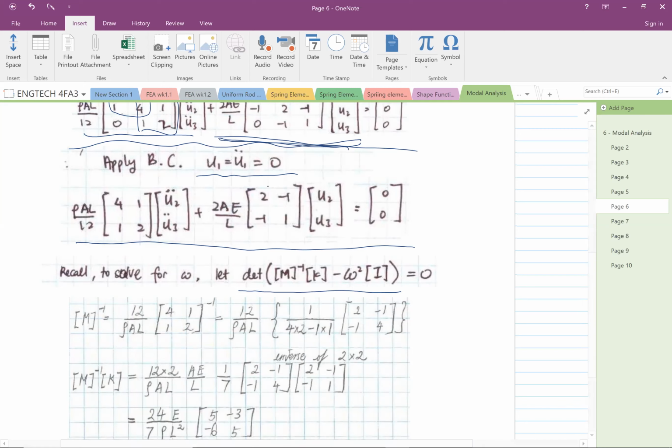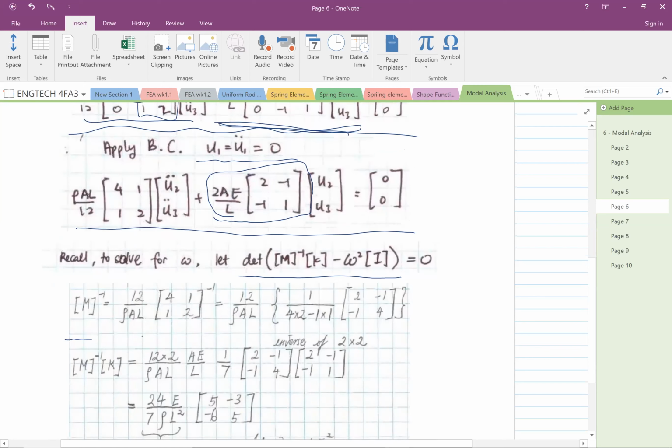First of all, I have to take the inverse of the mass matrix. We have the mass matrix right here, and we take the inverse of that. The inverse of the multiplier is very easy. You just put it upside down.